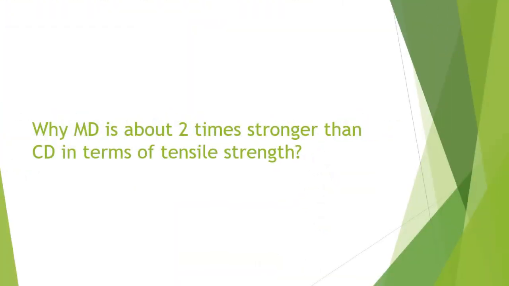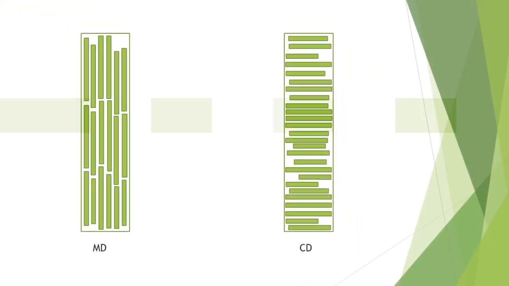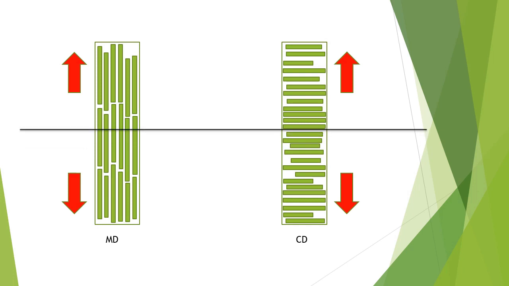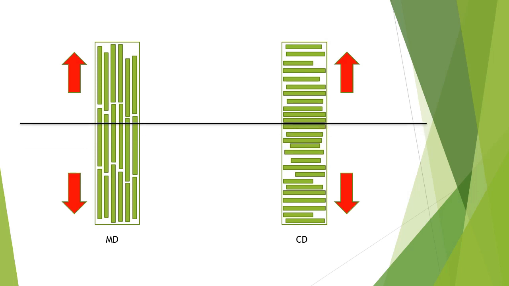Here's the question: why is machine direction about 2 times stronger than cross direction in terms of tensile strength? On the left is the fiber aligned in machine direction, while the right is in cross direction. When tension stress is applied, the paper will break at any place. In this example, it breaks at the middle where the line is. As the paper is being broken, the fibers break where the paper splits into two pieces at machine direction, while at cross direction, the paper breaks between two fibers where the fibers only move apart from each other.